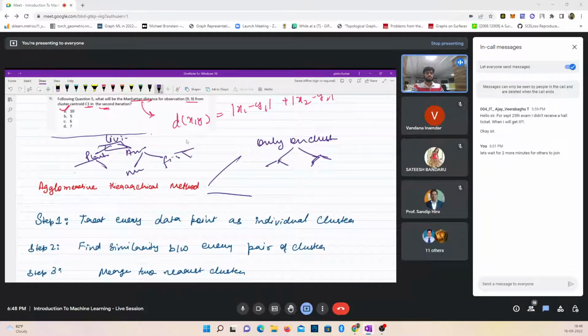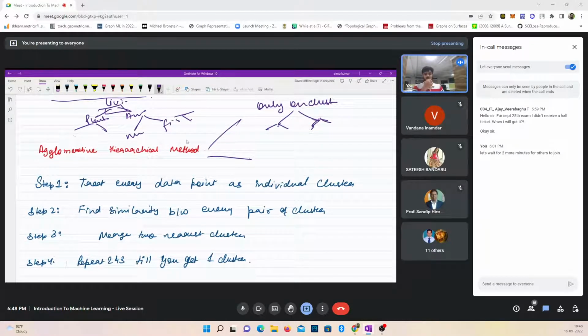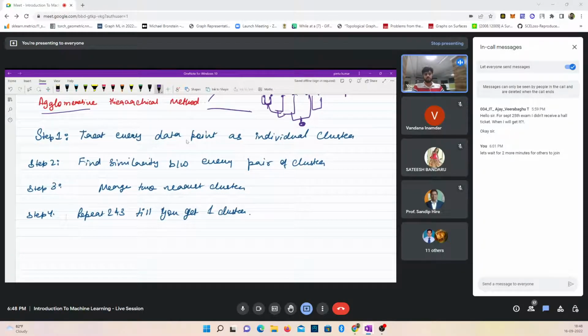Okay, so this one was probably not covered in the course, and the second one that was covered is this: initially you assume that every data point is a separate cluster. Okay, and then you combine 2 points if you think these points are very similar to each other, and you move up this way, and you end up with only one cluster at the top. Okay, so this is called agglomerative hierarchical clustering, and this is what we are going to cover right now. Okay, so step one is to treat every data point as an individual cluster.